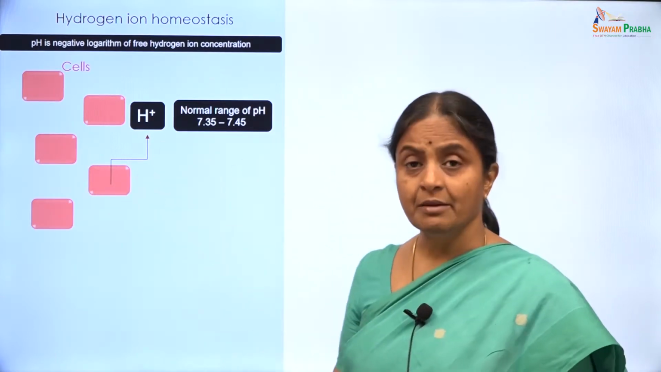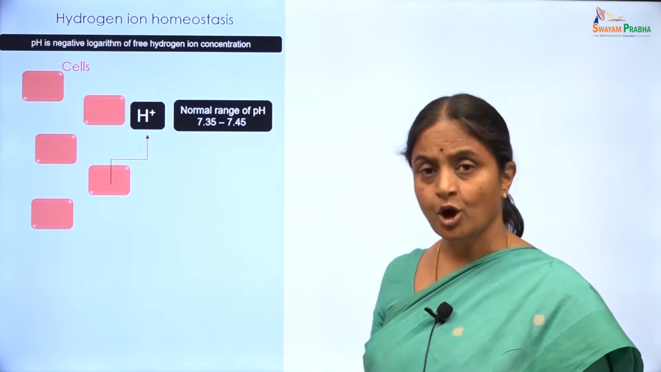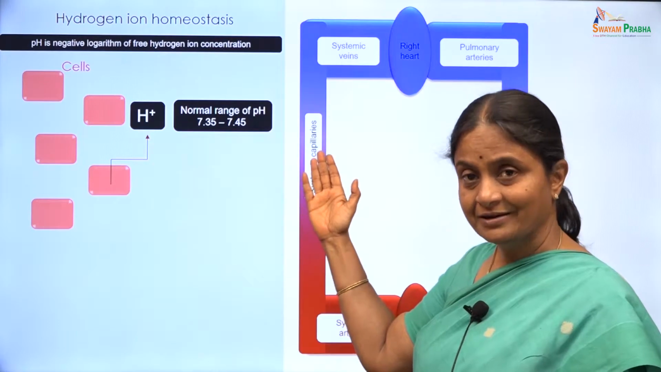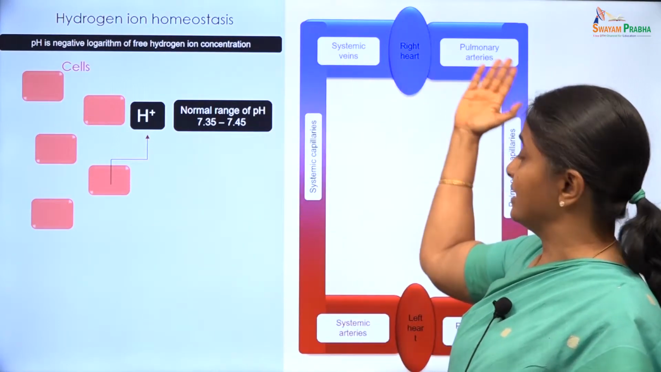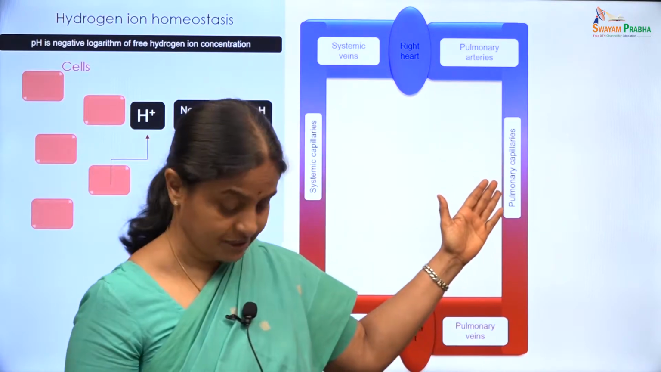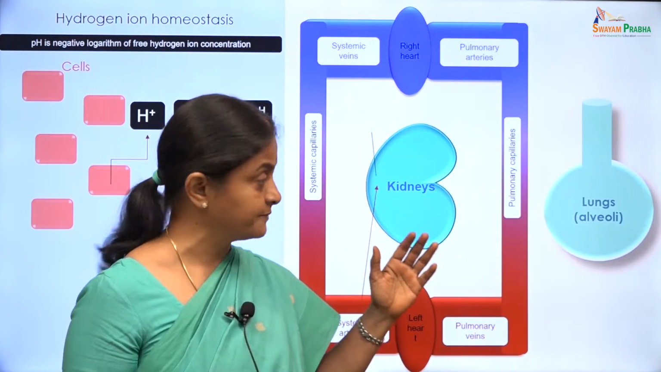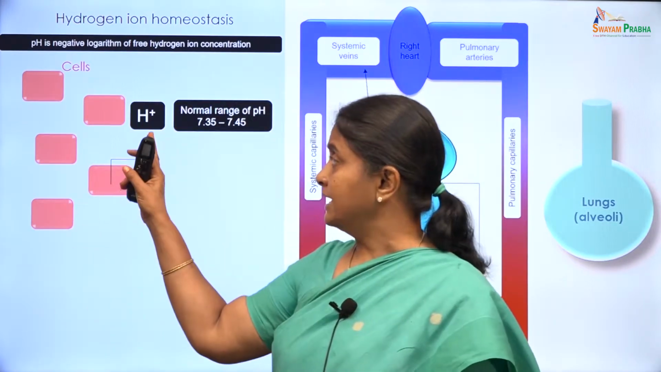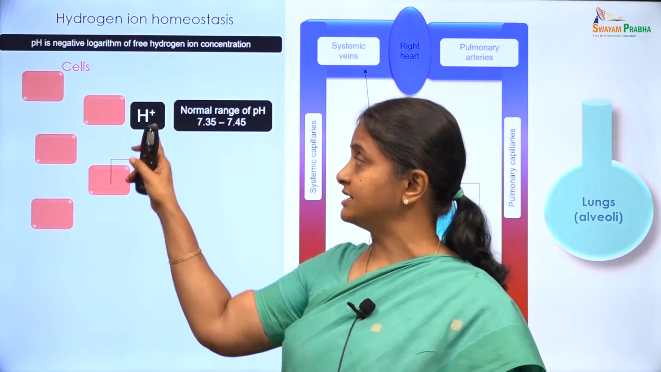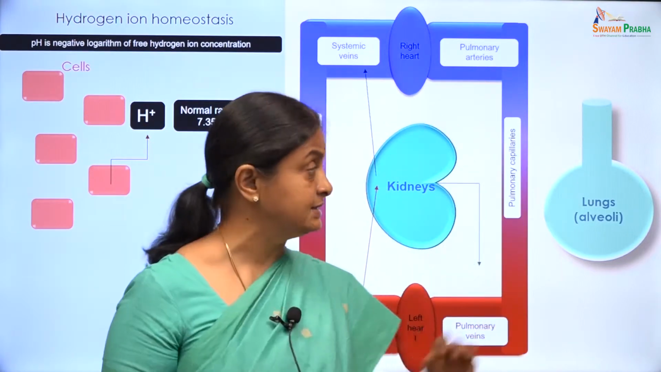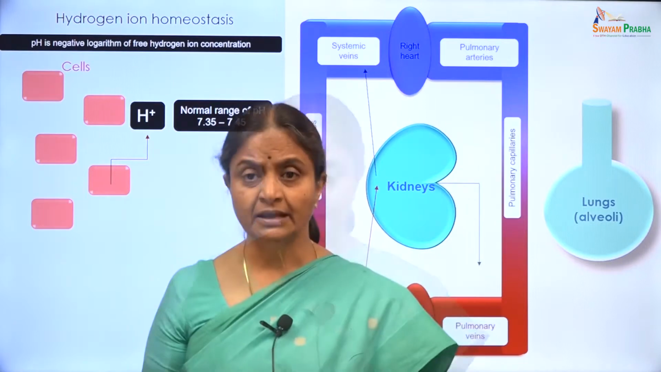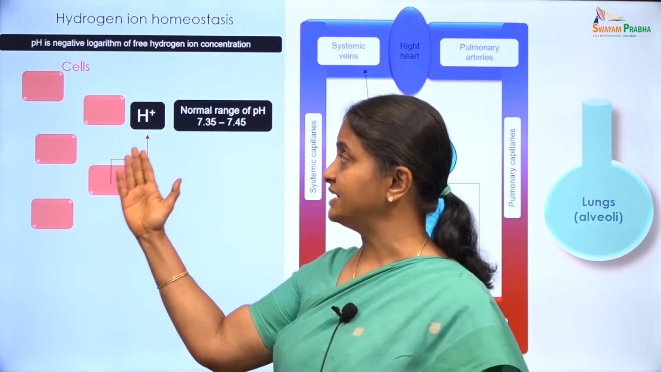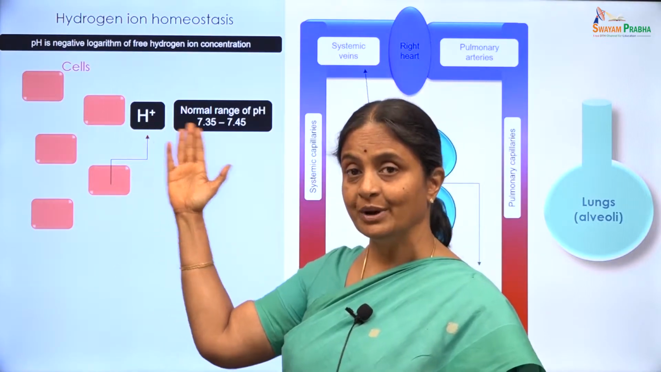The hydrogen ions that come into extracellular fluid from cells obviously move into plasma, into blood, and are carried by blood to the pulmonary circulation and are excreted by the lungs. They are also excreted by the kidneys. The excretory organs, therefore, for the hydrogen ions that are released by metabolic processes in the cells are lungs and kidneys.